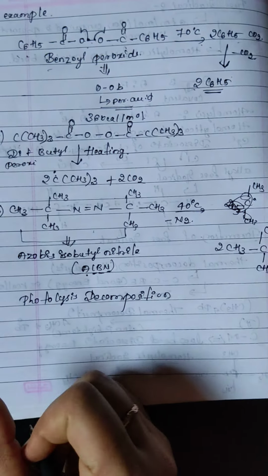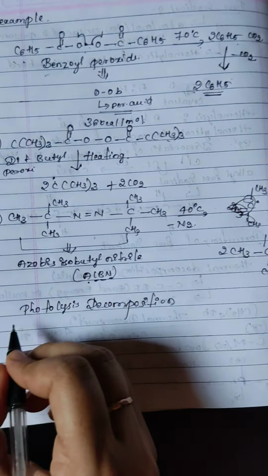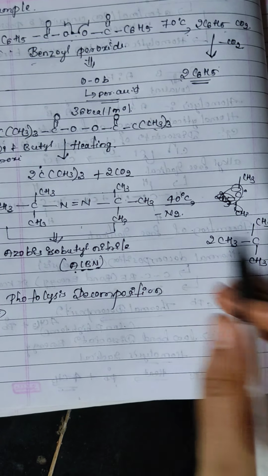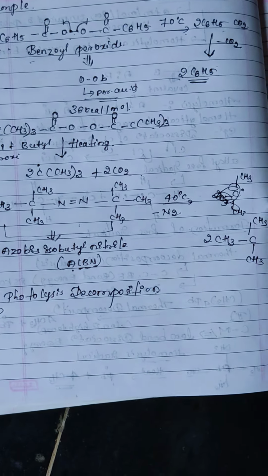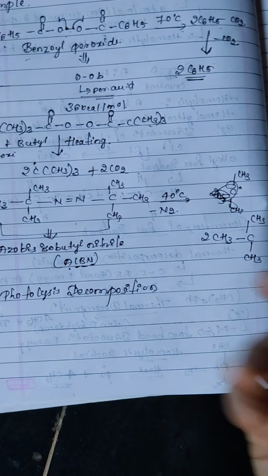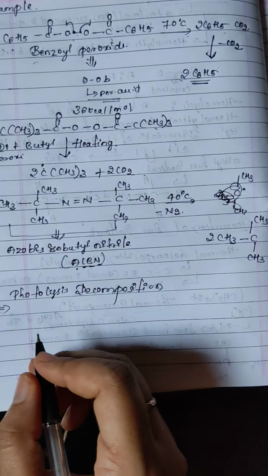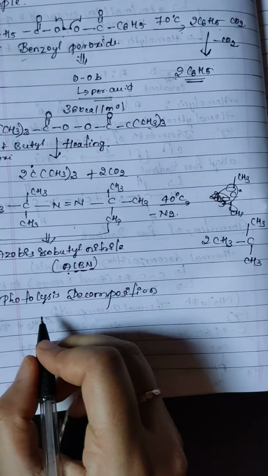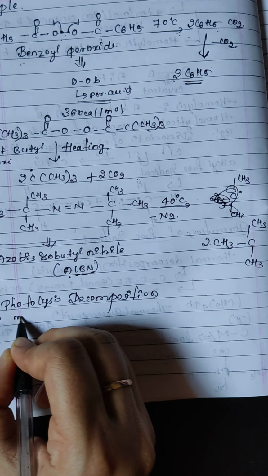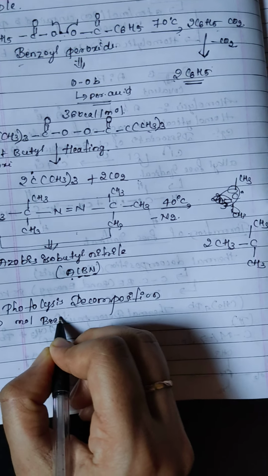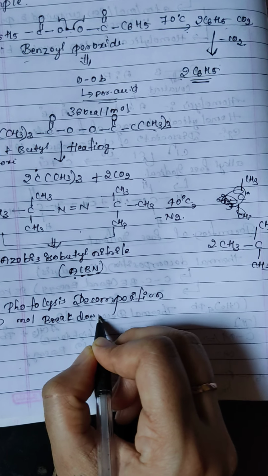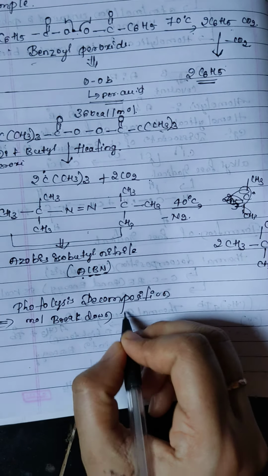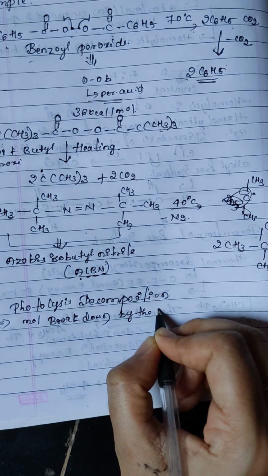In photolysis, the molecule will break by the action of light. Photolysis means the molecule breaks because of light, whereas in thermolysis the molecule breaks by thermal conditions. In the light condition, UV light, molecules or radicals break down by the action of light.